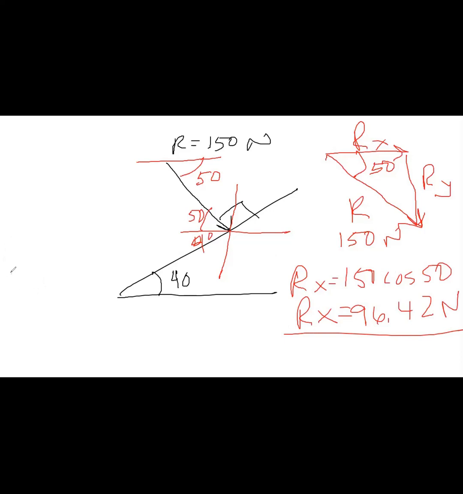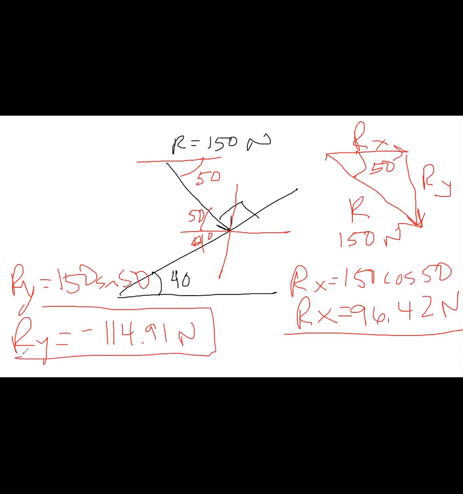And then Ry is 150 sine of 50, which is 114.91 negative. So those are the components that are vertical and horizontal. Just not my best effort there. So I'm going to pick it up the rest of this broadcast. Let's try another one. That was pretty bad. I'm trying to get my screen a little bigger here.